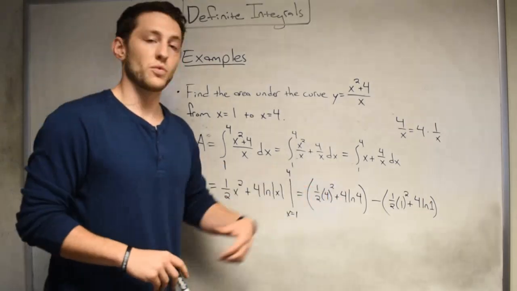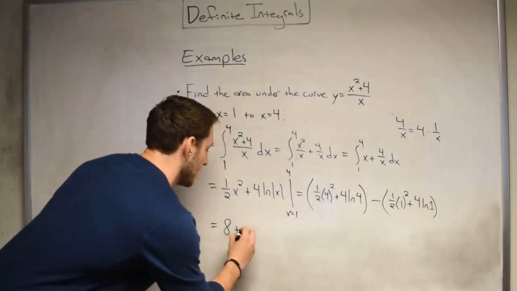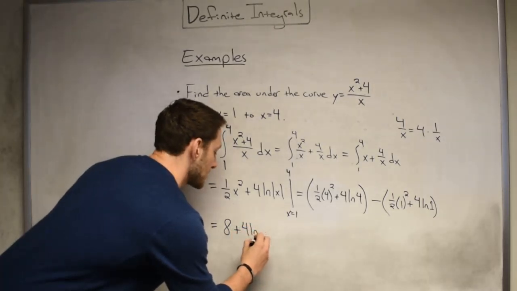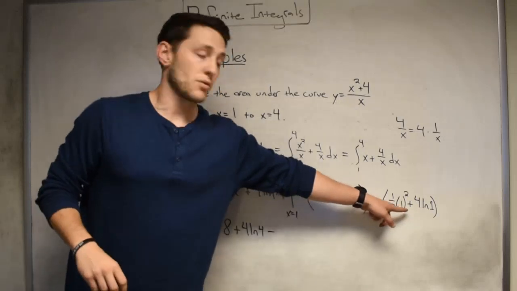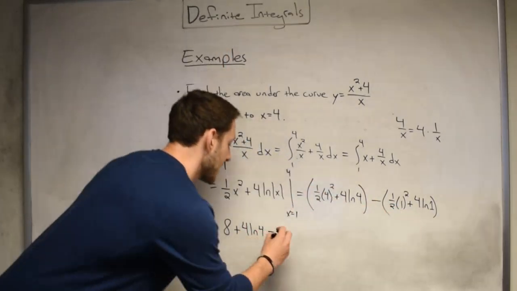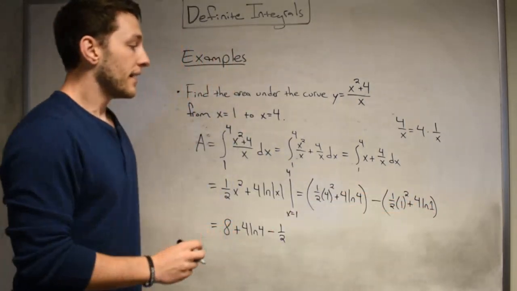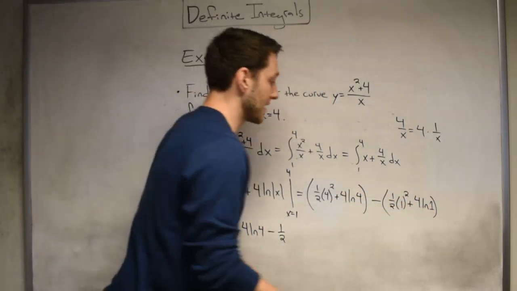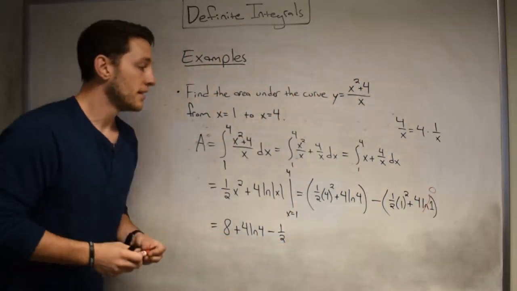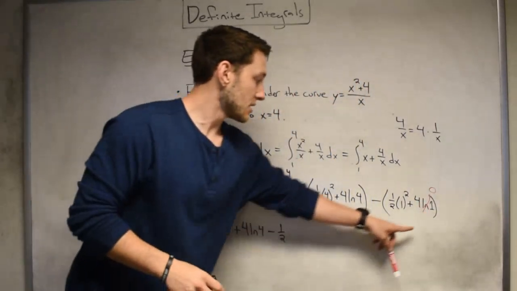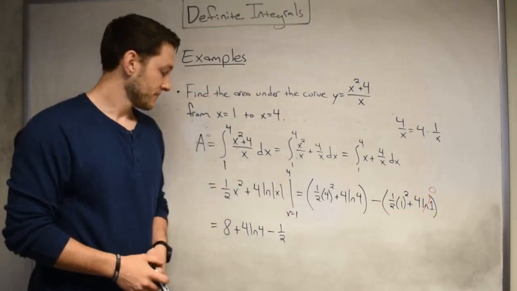So notice 4 squared is 16 divided by 2. We'll have an 8 plus 4 times the natural log of 4, minus 1 squared is 1. So we have minus 1/2, but we're distributing this negative. And one thing to point out is that the natural log of 1 becomes 0. So that second term is just 0, so we would have minus 0.